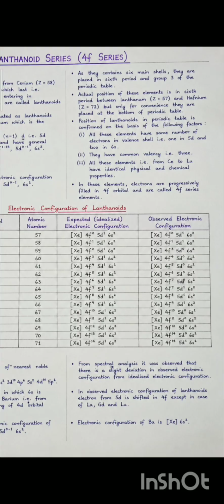All these elements have the same number of electrons in valence shell, that is 1 in 5d and 2 in 6s. They have common valency, that is 3. All these elements, that is from cerium to lutetium, have identical physical and chemical properties. In these elements, electrons are progressively filled in 4f orbital and are called the 4f series.